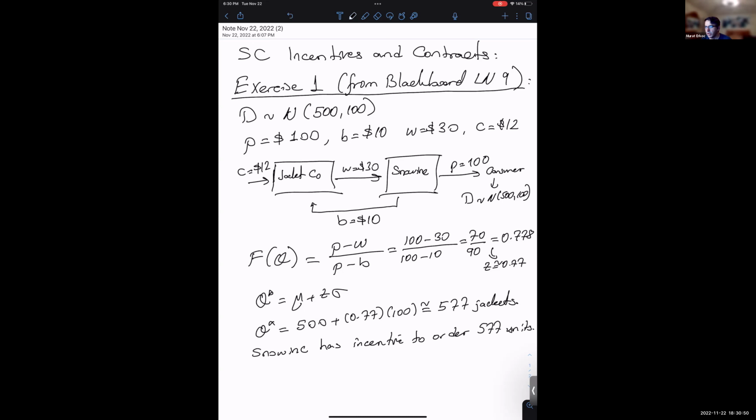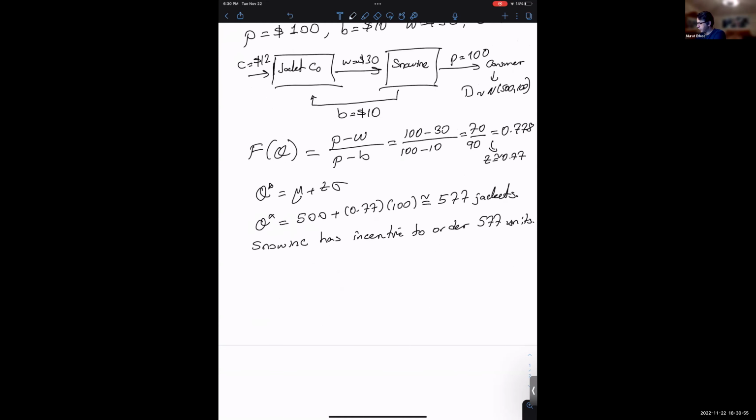Now the next question says, okay, what are the profits under this setting? So we need to basically answer the question of what is the profit of the supplier and the retailer. So I'm going to use the notations S for the supplier and R for the retailer. And so pi S, the profit of Jacket Co. Now for Jacket Co., of course, the margin is W minus C and then it sells Q. But then it buys back the unsold items. And what is the unsold item? The integral from 0 to Q of Q minus X, f of X, dx, right?